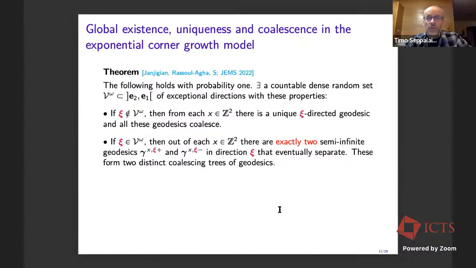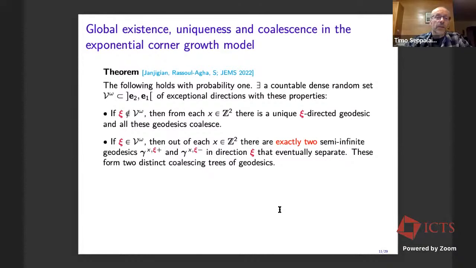In the exceptional directions, there are exactly two coalescing trees. So from each point, there are two geodesics, the plus geodesic and the minus geodesic in each one of these exceptional directions. Now, those geodesics don't have to separate immediately from x. They may travel together for a while, but eventually they separate. And then the plus geodesics form one coalescing tree, and the minus geodesics form another coalescing tree.